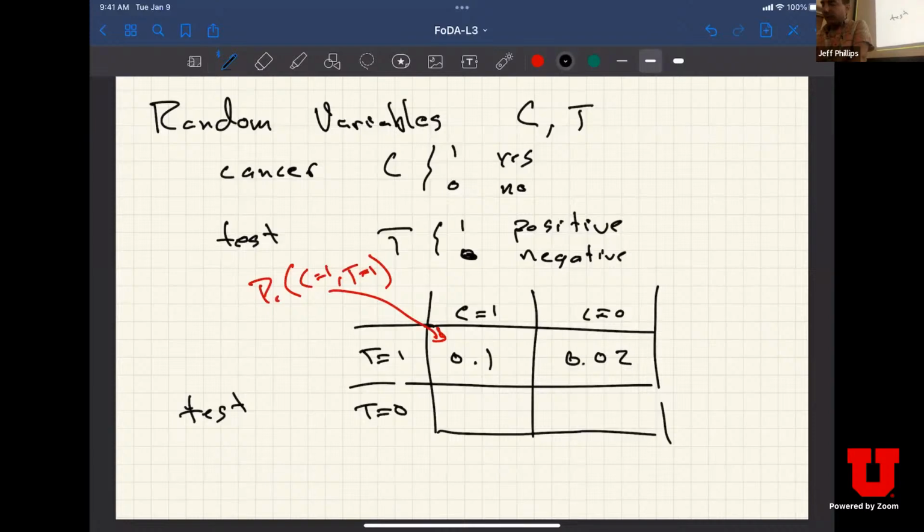If they don't have cancer, but the test says that they do have cancer, so the test is wrong, then that's 0.02. If they do have cancer, but the test says they don't, this may be 0.05. And if they don't have cancer, which is the most likely case, and the test says that they don't, we might get 0.83.